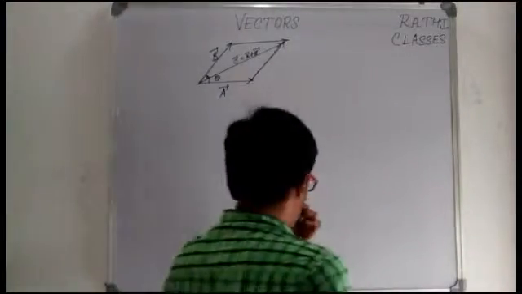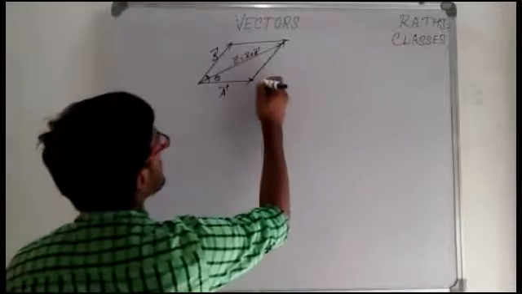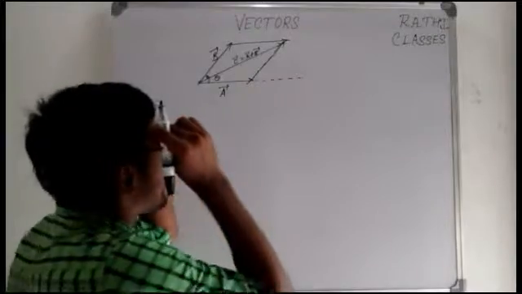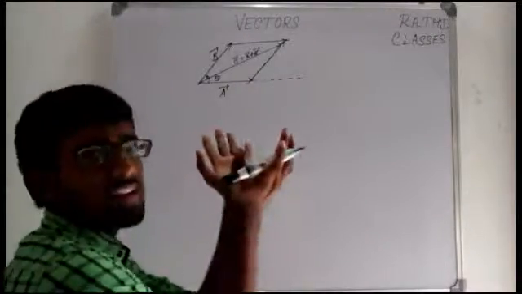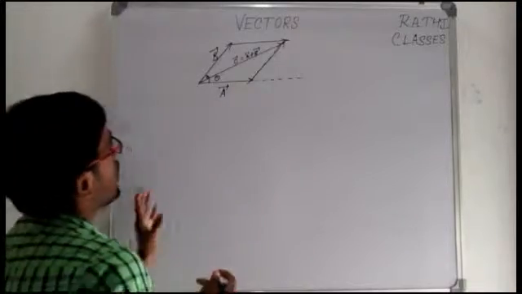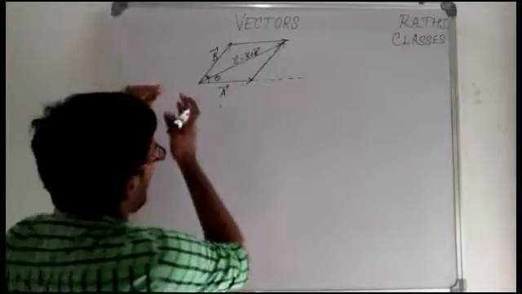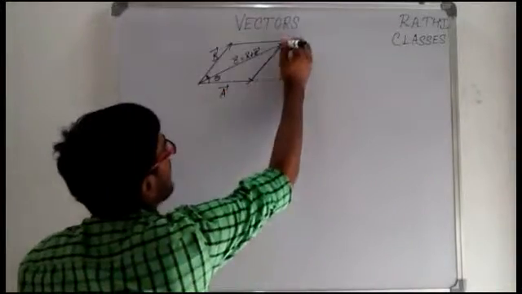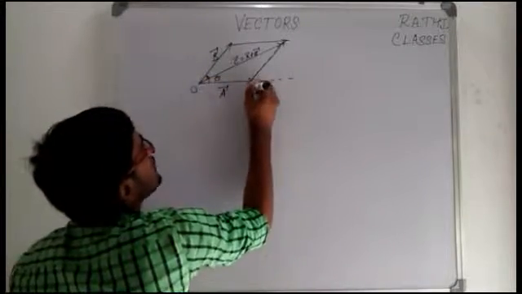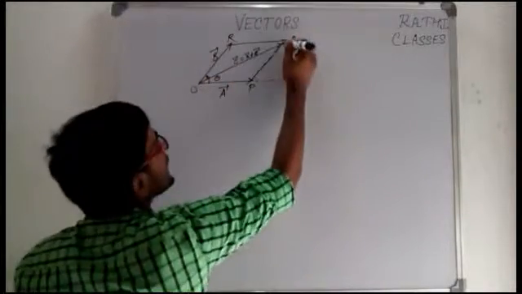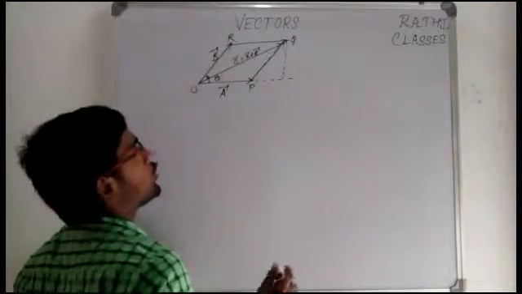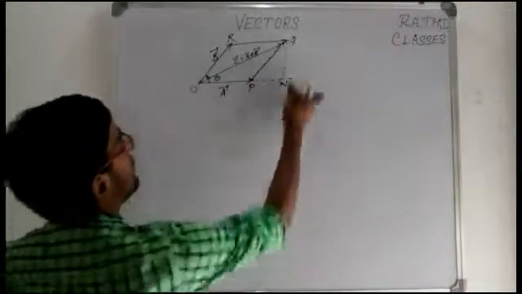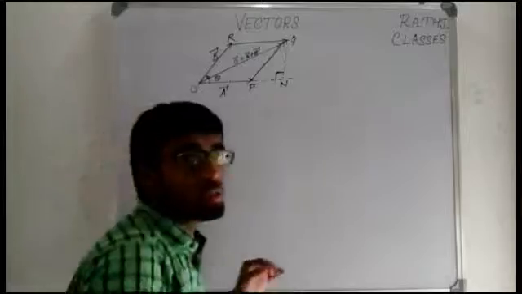So now, for this purpose, I extend this vector A. Note, this is a very important derivation to get the resultant of two vectors A and B placed at an angle theta. I produce the vector A further, and I drop a perpendicular. Let's say this is O, this is P, this is Q, and this is R. I drop a perpendicular from Q to the extended A vector, and let's say this is N. This is an angle which is pi by 2.